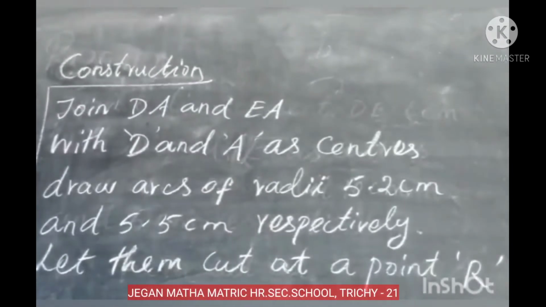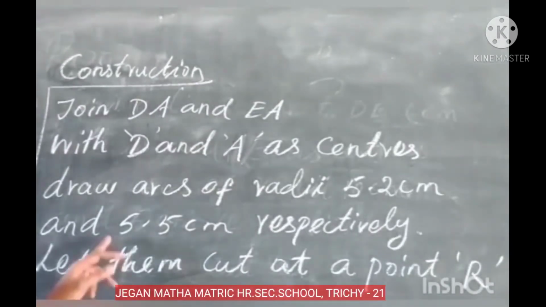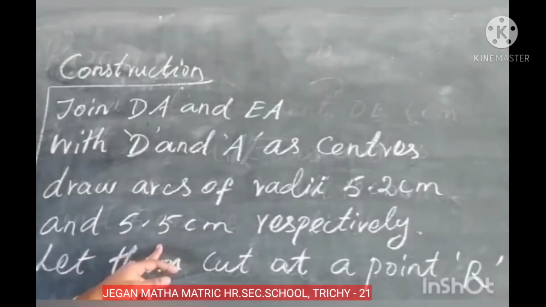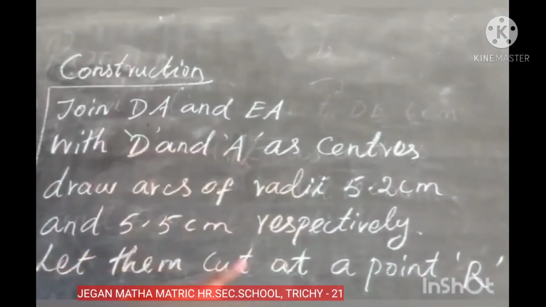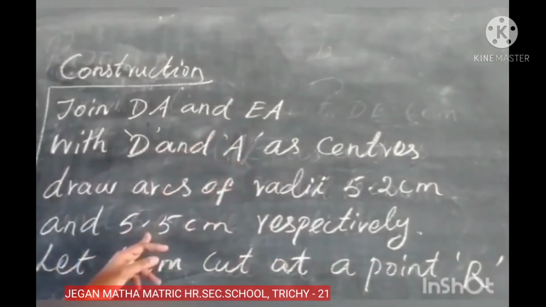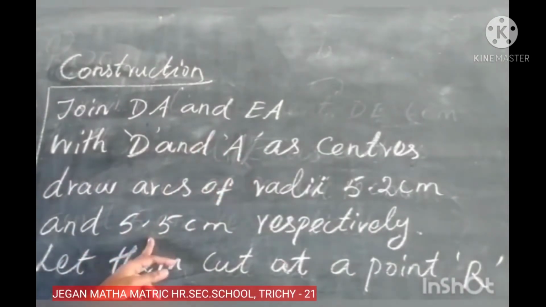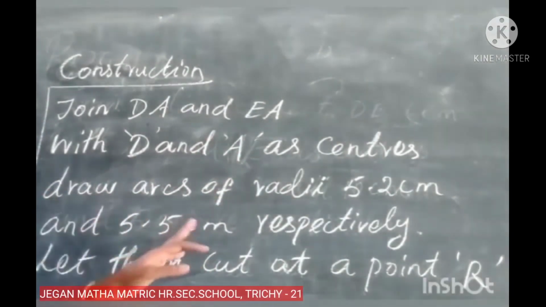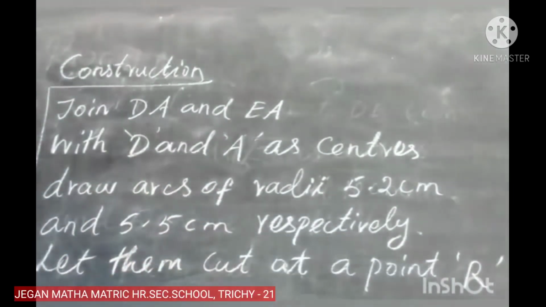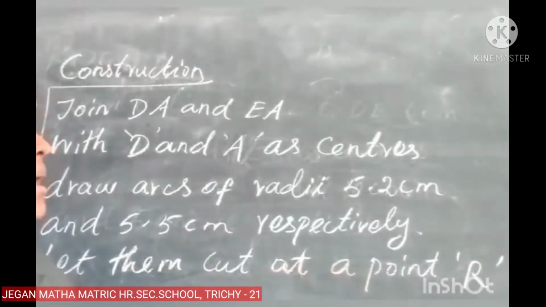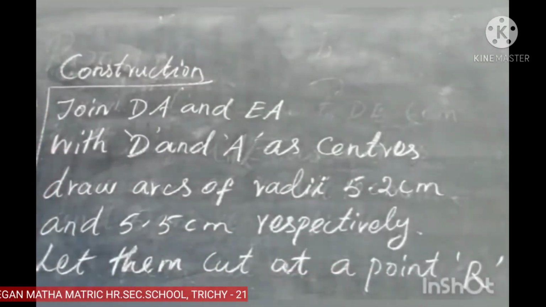Draw arcs of radii 5.2 centimeter and 5.5 centimeter. That is, D as center, you take 5.2 centimeter and put one arc. Then A as center, take the measurement of 5.5 centimeter and put another arc respectively. After that, let the two arcs cut at one point, and name it R.